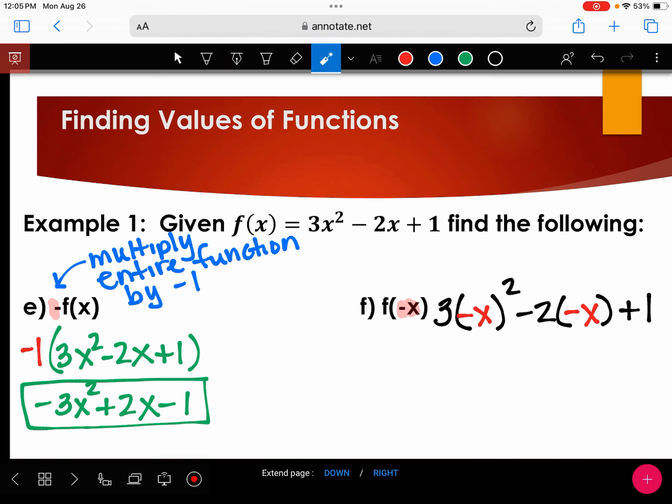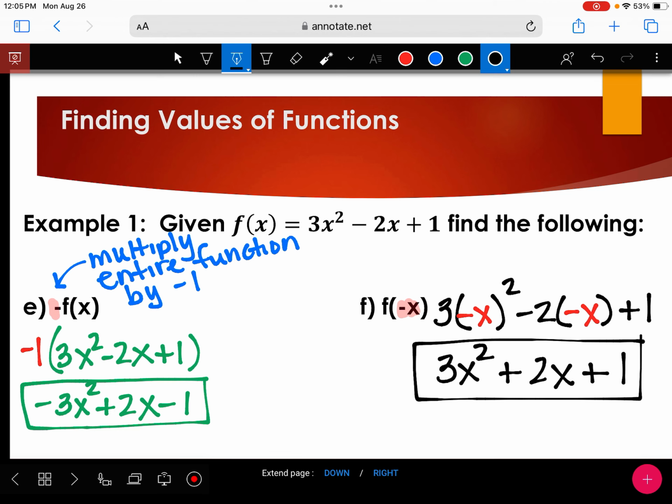All right, what do you think this is going to give you? What is negative x times negative x? Negative x times negative x would be x squared. Yep, so you have 3 times x squared, which is just 3x squared. Negative 2 times negative x, what do you think that's going to give you? Positive 2x, and a plus 1. See how these are really close together, right? But they're not the same. So that would be your final answer.